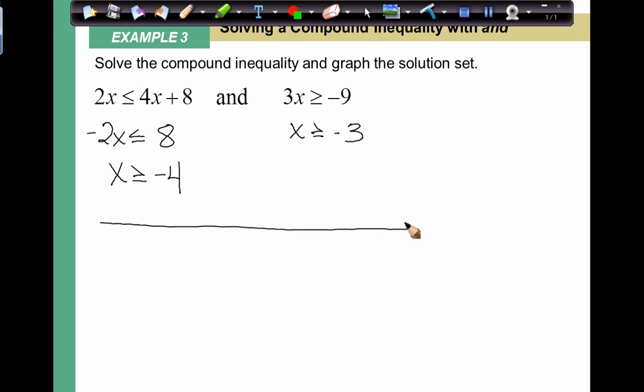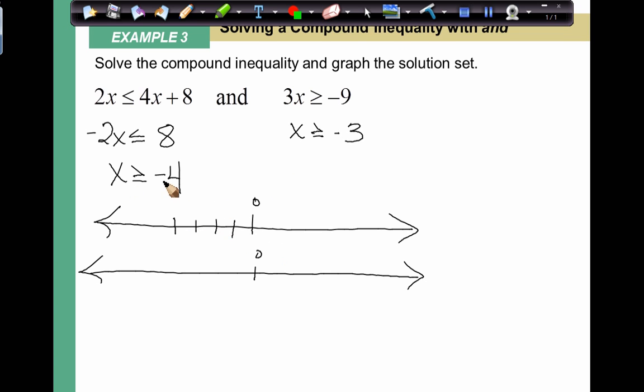So let's graph the first one. And it's usually a good idea to graph each one on top of the other, parallel, so that we can see where they overlap. Go to negative 4. And we want x is greater than or equal to. So I'm going to go ahead and choose another color. Filled in circle and then shade bigger than. Okay, this way. And then for x is greater than or equal to negative 3, filled in circle and then shade to the right. Okay, and we want to know where do these two graphs overlap.